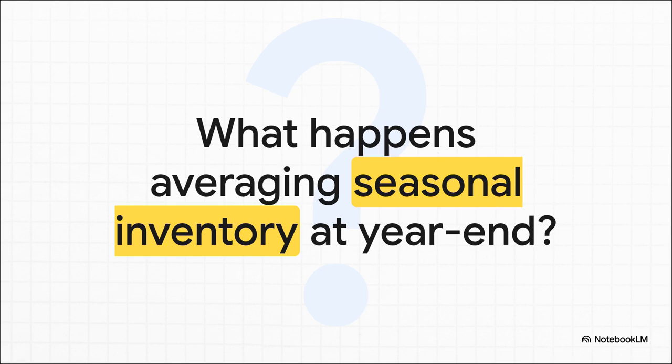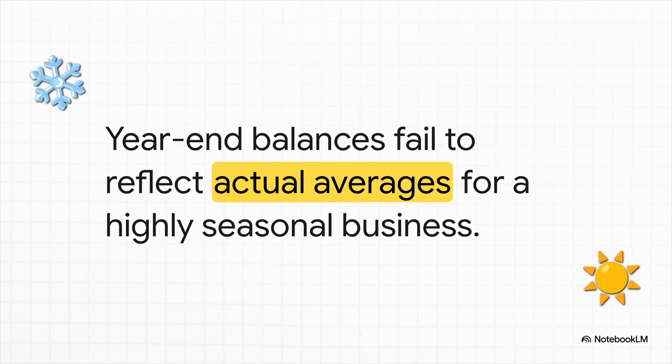If you are analyzing a highly seasonal business, say a retail company that does 80% of its sales in December, what happens if you calculate your inventory turnover using a simple average of the inventory balances just at the very beginning and the very end of the year? Well, the answer is that your analysis will be completely distorted. Those year-end balances completely fail to represent the actual seasonal averages for the period. If you just take January 1st and December 31st, you're missing all the massive fluctuations that happened in, say, July or October. To get a true picture of activity ratios for seasonal business, you absolutely must use monthly averages instead.